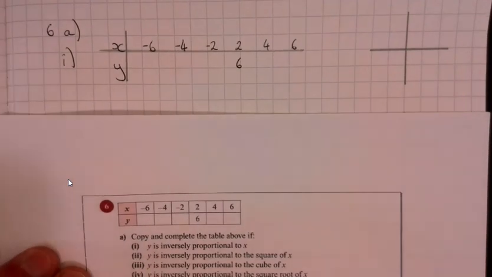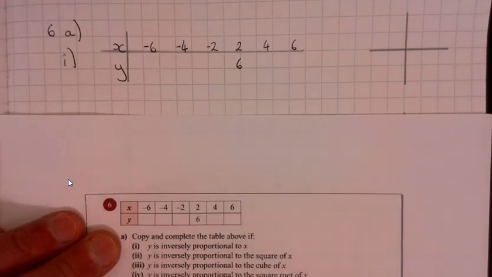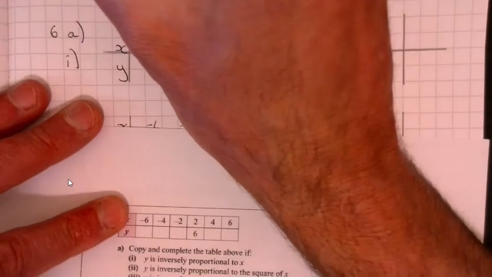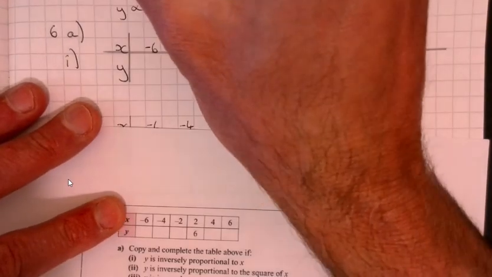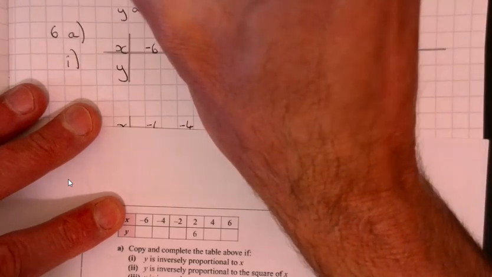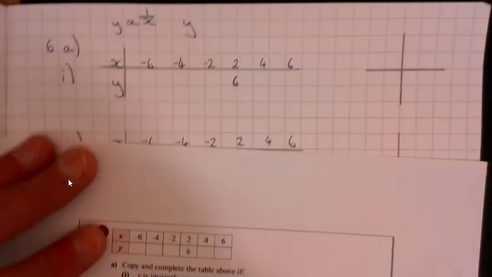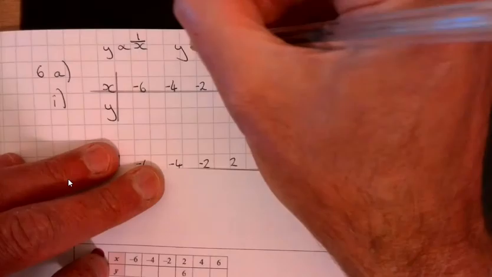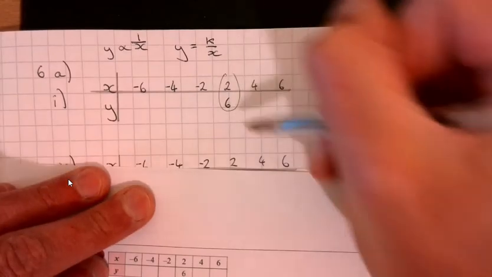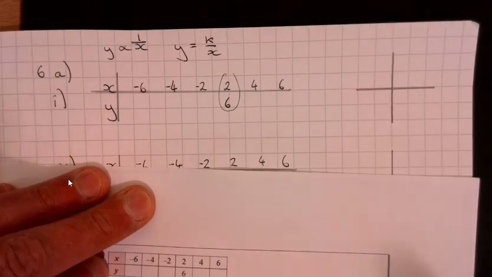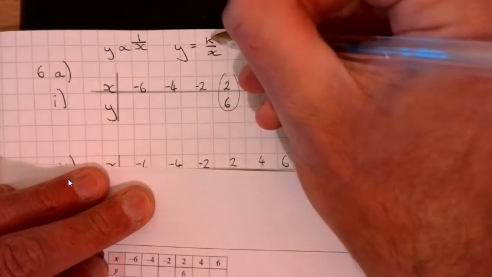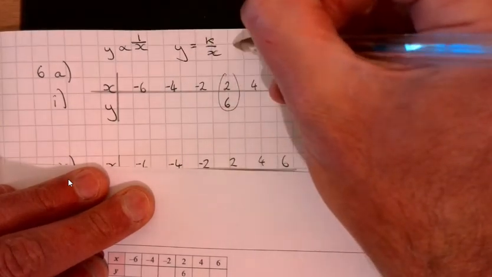Right, so the first one, y is inversely proportional to x. So let's write down, what do we know? We know y is inversely proportional to x, so y equals k over x. Where's the link? There's the link, just there. So 6 equals k over 2, so k must equal 12, right?